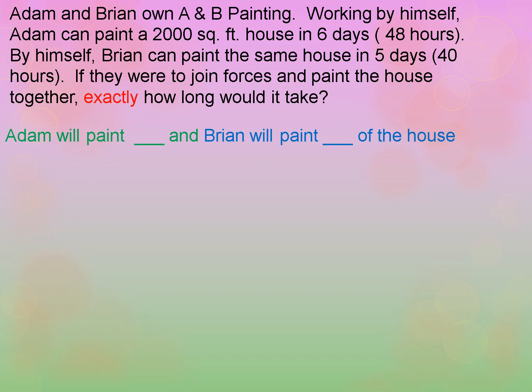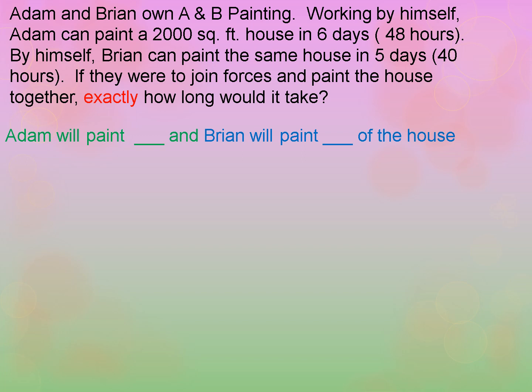Okay, let's look at this word problem. It says Adam and Brian own A and B painting. Working by himself, Adam can paint a 2,000 square foot house in 6 days, which is 48 hours. By himself, Brian can paint the same house in 5 days, which is 40 hours. If they were to join forces and paint the house together, exactly how long would it take?